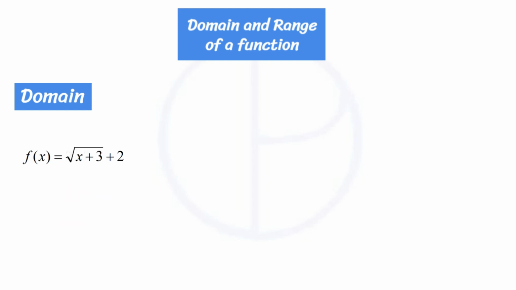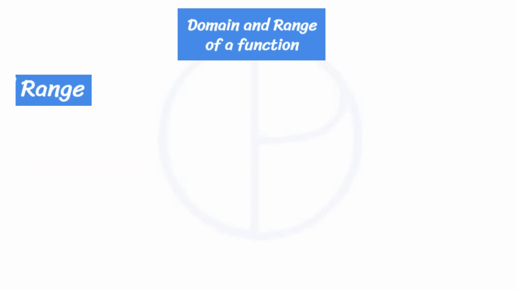Next, f of x equal to square root of x plus 3, plus 2. Here, inside the square root is x plus 3. So, x plus 3 greater than or equal to 0. Solving this inequality, we get x greater than or equal to negative 3, which is the domain of this function.